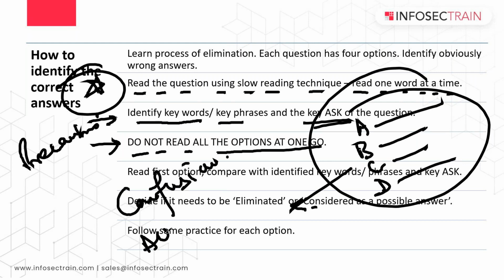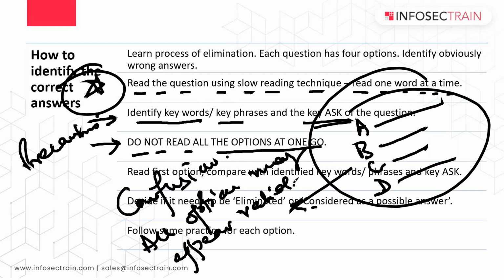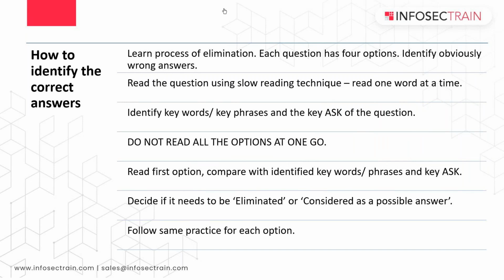All options may appear valid, and that is where we will get into the state of confusion, and despite knowing the right answer, we may end up choosing the wrong answer. So this is another aspect that we need to be very, very careful about. Please make a practice. Do not read all the options at one go.